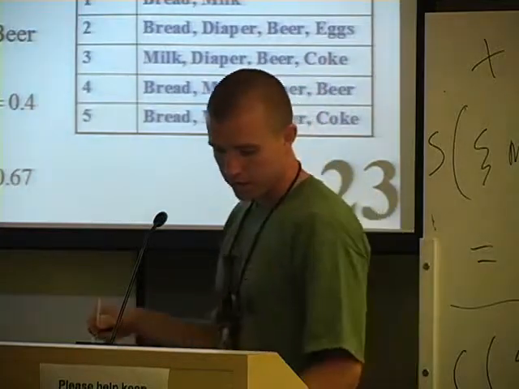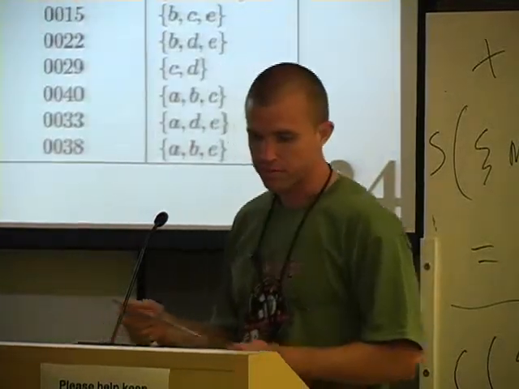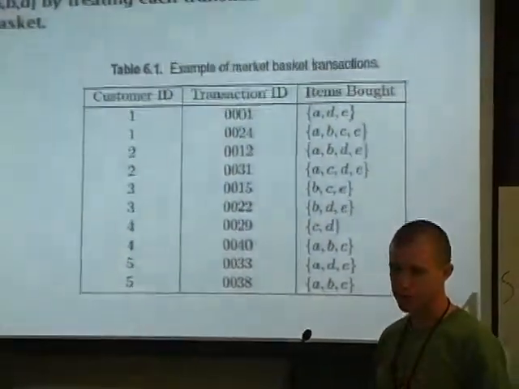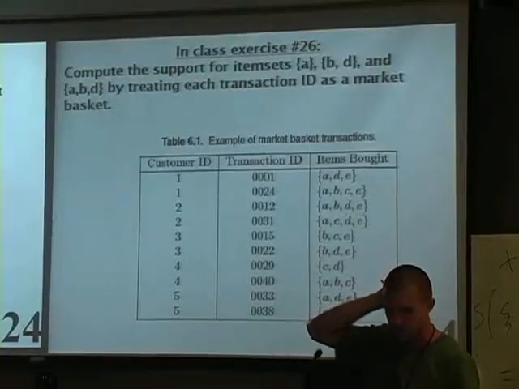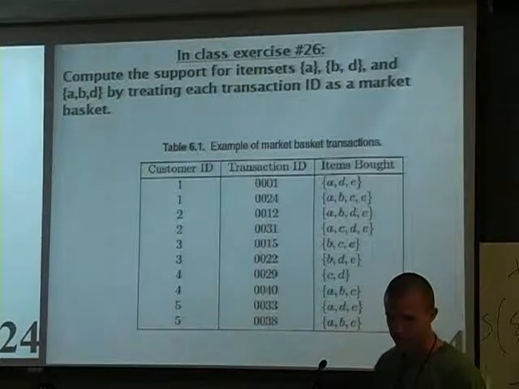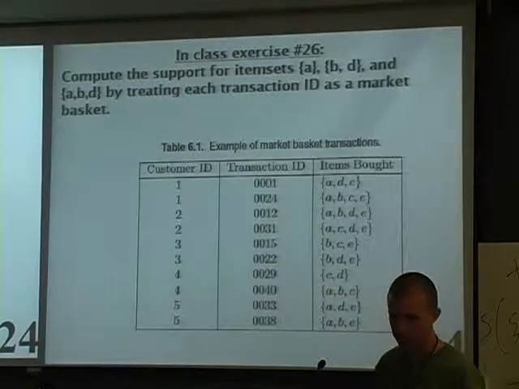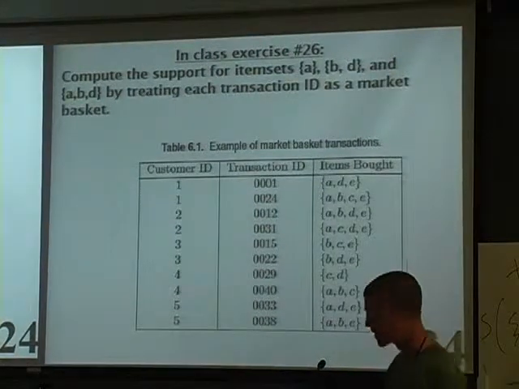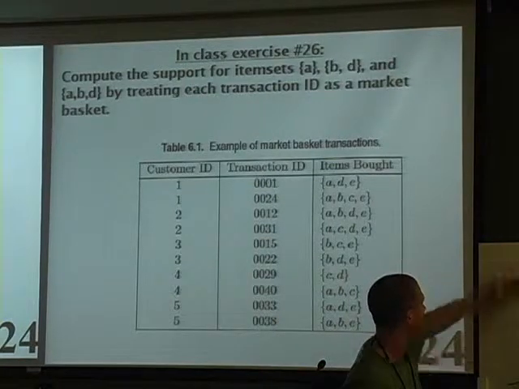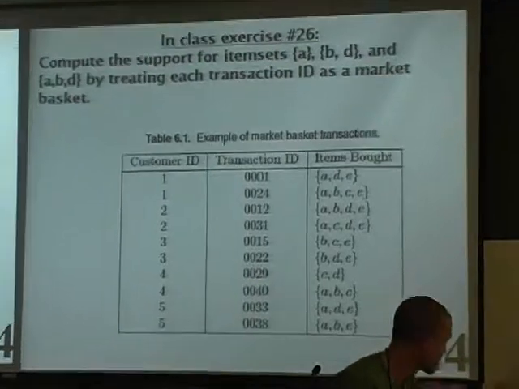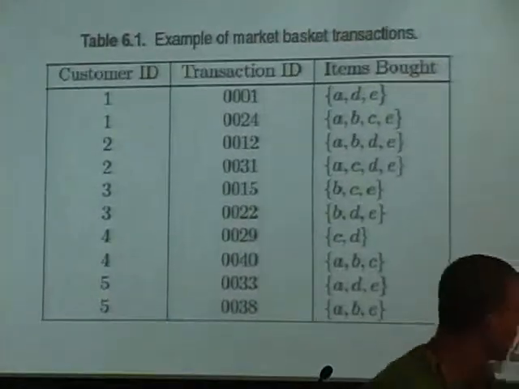Okay, so let me give one example here. I stole this one from one of the exercises, but I changed some of the letters. It says compute the support for these item sets A, BD, and ABD by treating each transaction ID as a market basket. So there is a question, right? Do you want to treat the customers as the market basket, or do you want to treat the transaction ID as a market basket? Both of them might be meaningful.